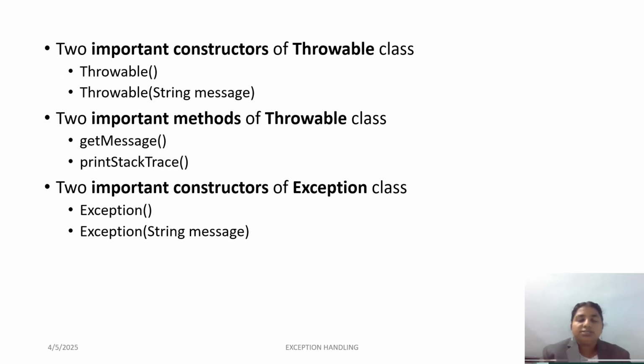The two important constructors of the Throwable class include the Throwable() constructor and the Throwable constructor with a String message. The two important methods of the Throwable class include the getMessage method and the printStackTrace method. The two important constructors of the Exception class include the Exception() constructor and the Exception constructor with a String message.